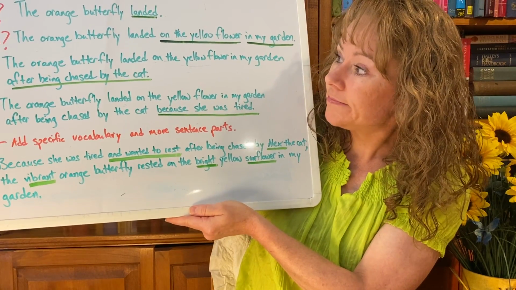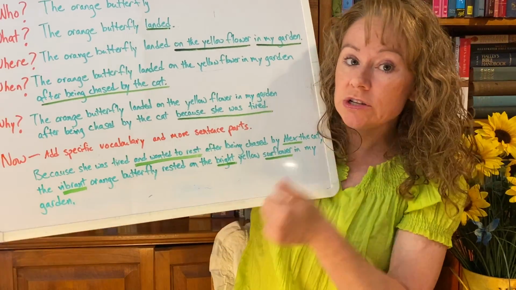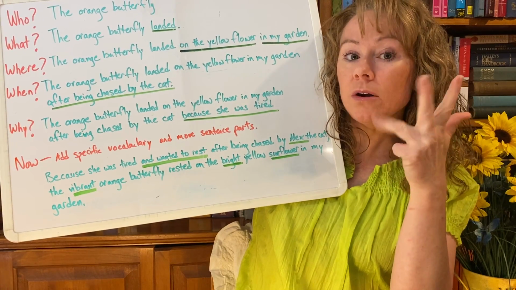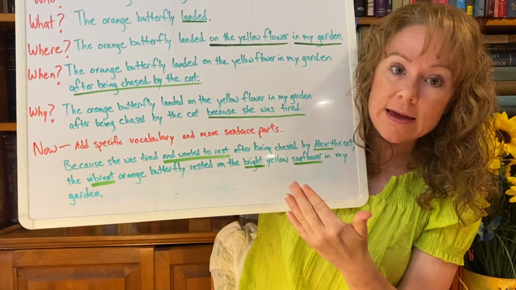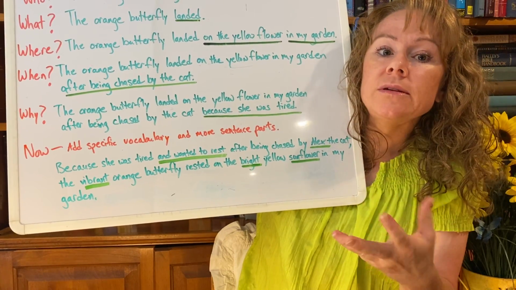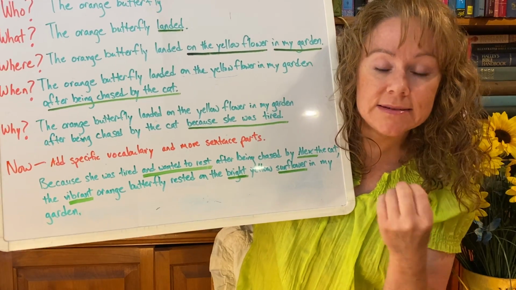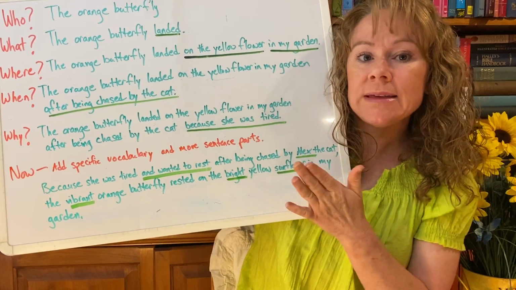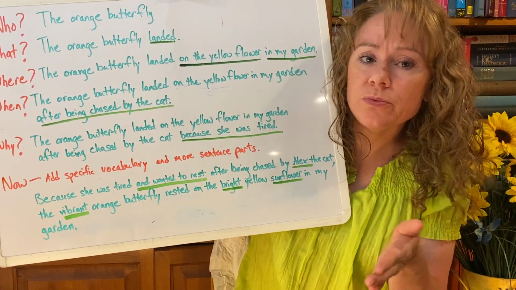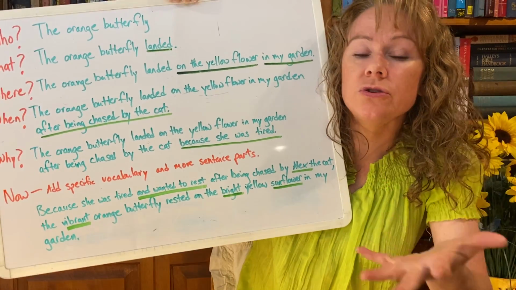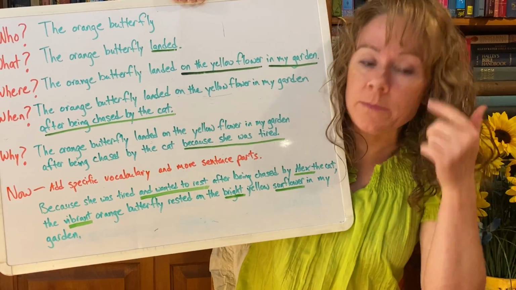Now, this is how you use those reporters' questions: who, what, where, when, and why. The 5 W's. This is how you use them to better build a creative, very descriptive, very visualized sentence. When your reader is reading that sentence, they're going to see this scene. And that's what you want. You want your reader to visualize what you're trying to get them to see. You don't want them to just read words. You want them to see it in their minds.